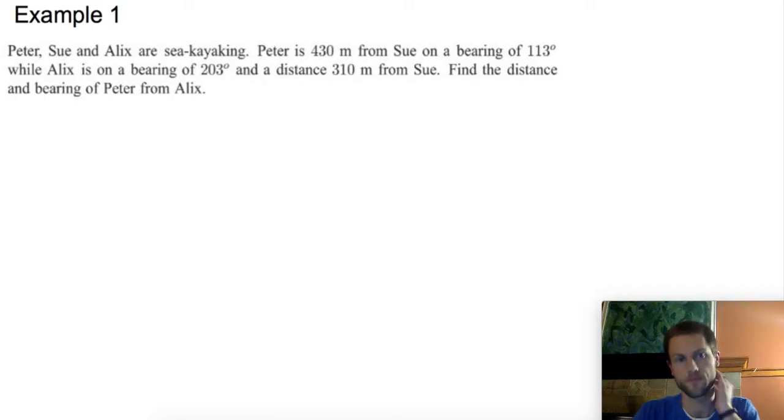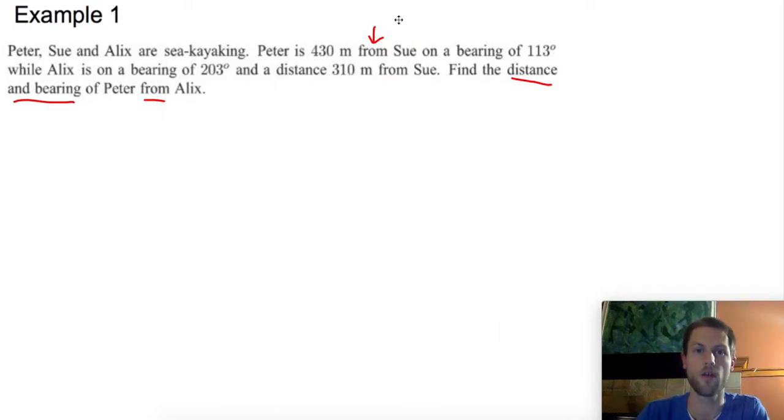So let's see one of these problems at play here. This is a bit of a tricky problem because we have to really understand the preposition "from." That's like where everything is hinging on. So we have some people kayaking, Peter, Sue, and Alex. Peter is 430 meters from Sue on a bearing of 113 degrees. Alex is on a bearing of 203 degrees and a distance 310 from Sue. We want to find the distance and bearing of Peter from Alex. So "from" is key. If Peter is from Sue, that means that all this stuff is from a frame of reference of wherever Sue is.